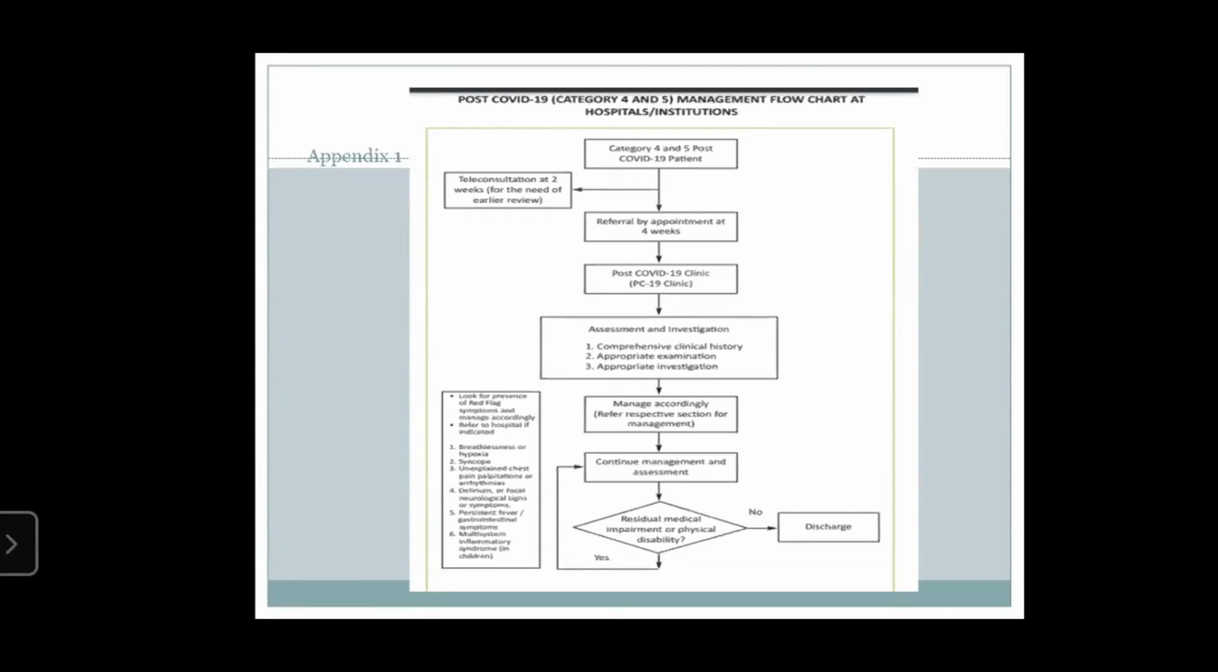Then they may refer the patient to the post-COVID clinic, where they review the patient and do further assessment and investigation, including clinical history, examination, and appropriate investigations. Then they will manage accordingly, and if the patient is stable to be discharged, they will discharge from their team. Here, in the small box, you can see the red flag symptoms for post-COVID-19 that we have to take note of.